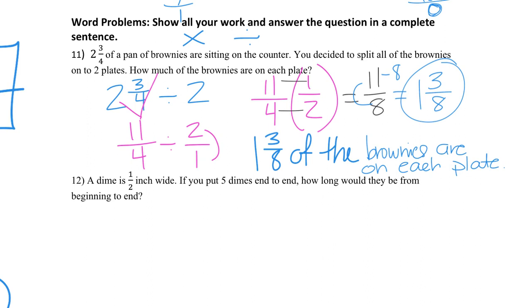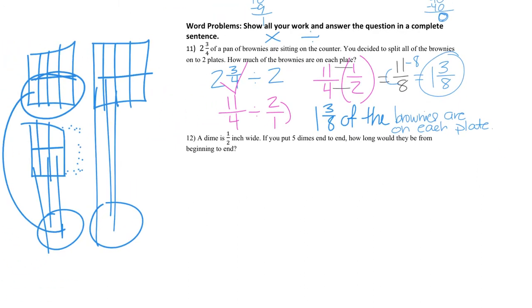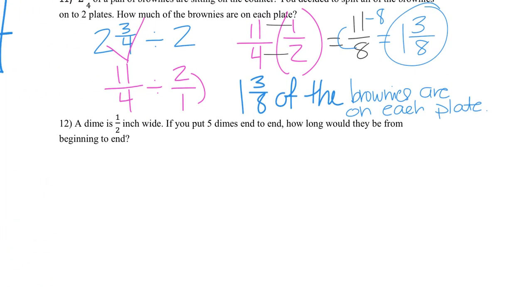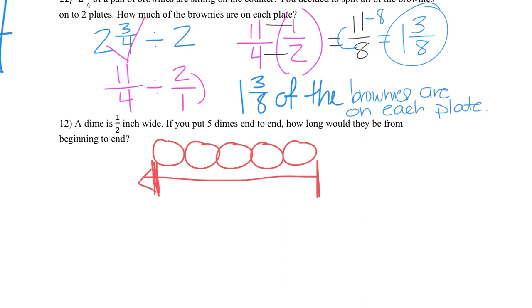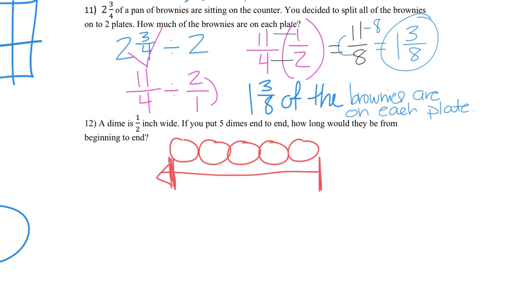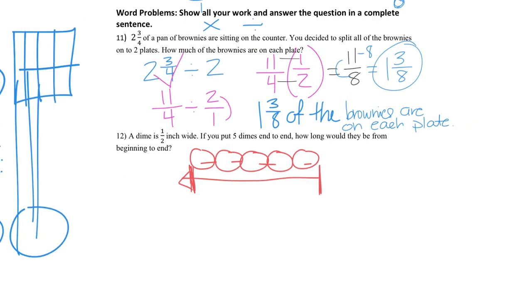All right, let's look at our last problem. A dime is a 1/2 inch wide. If you put 5 dimes end to end, how long would they be from beginning to end? So, a little picture. Okay, here's 1, here's 2, here's 3, here's 4, here's 5. It wants to know what's the distance from here to this one, okay? Now, you might be able to add that up. That's fine, but this is not that kind of problem, okay? Let's think of what we really would be doing. Repeated addition, if we were to add all these up, is multiplication. So we are going to multiply.